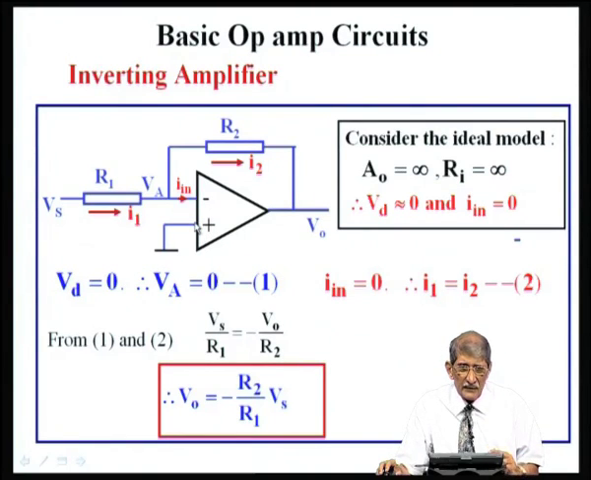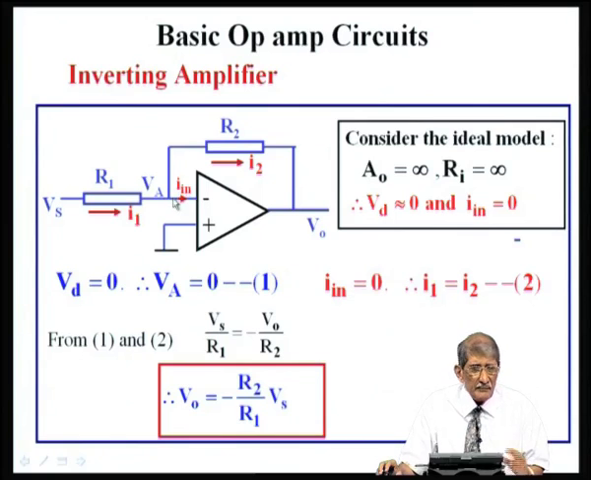As we already pointed out, you assume that in the ideal case the difference between the two terminals is very, very small, so we neglect that compared to the other voltages. If that is neglected, the potential here at this inverting terminal is also 0. We make all this through this simplified assumption. With more involved discussions you will arrive at the same conclusion when A naught is very large. Okay? This is the assumption.